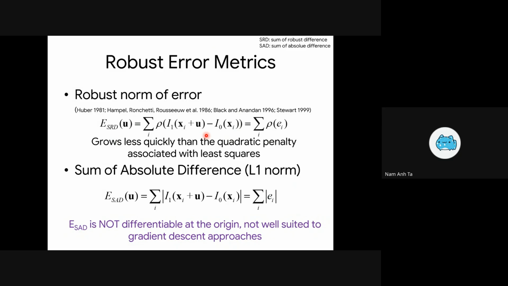Another common alternative is SAD, or the sum of absolute differences, which you might also hear called the L1 norm. This is much more stable than SSD when we're dealing with extreme values. But it has a mathematical drawback, because it's not differentiable at the origin, which means it's a bit tricky to solve, since you cannot use simple gradient descent as we usually do. You need much more complex methods like subderivatives.